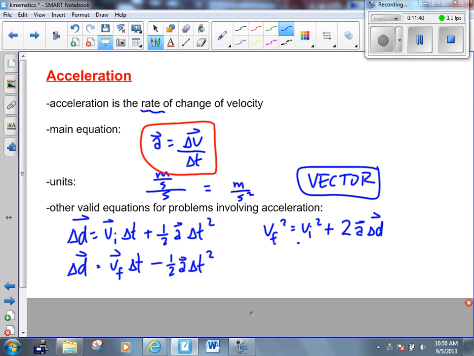Initial speed, not initial velocity. All right, one more. d is equal to (vi plus vf), initial plus final velocity, over 2, times t. Notice this last one doesn't even have the term acceleration in there. It has displacement, initial velocity, final velocity, and time, but it's still valid when a problem involves acceleration.